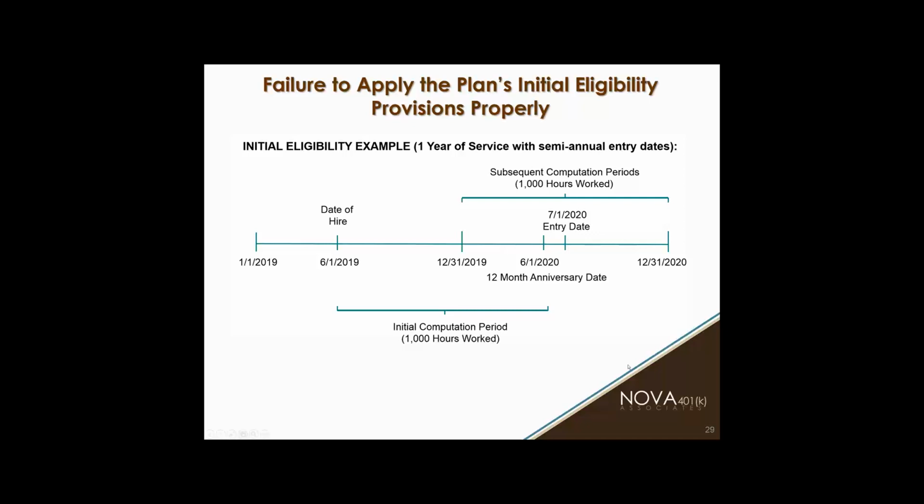So from the original date of hire, you go to the 12-month anniversary date and ask the question, did they work 1,000 hours in this period? I think everybody can see the pointer down here. You can see it's crossing calendar years. If the answer is yes, they would come in on the next available entry date. The 12-month anniversary date is 6/1/2020, and the entry date is 7/1/2020. So they should be offered the plan for pay periods after 7/1/2020.